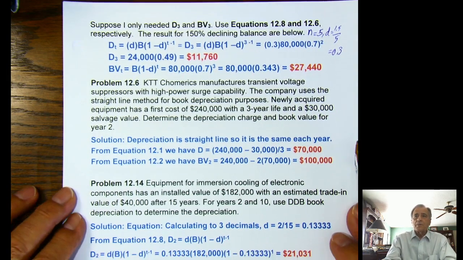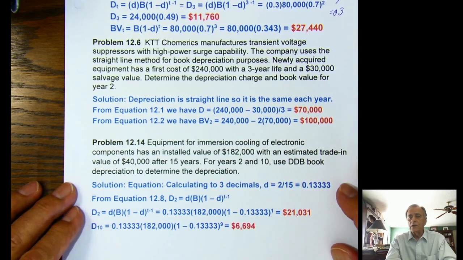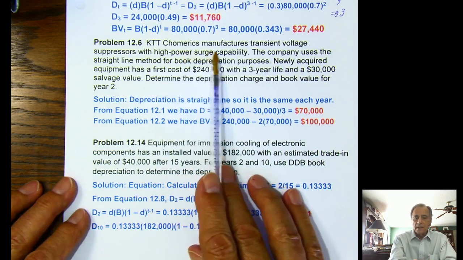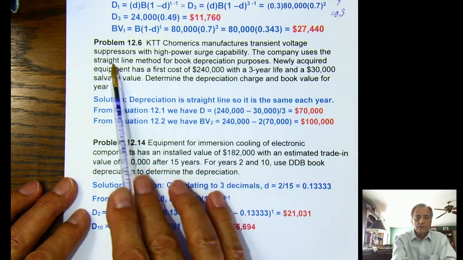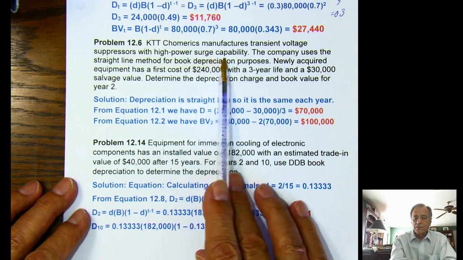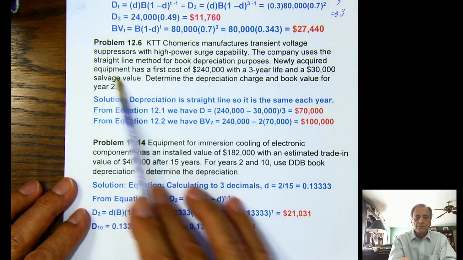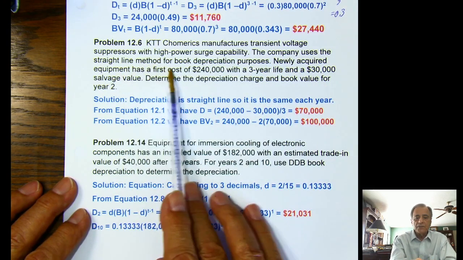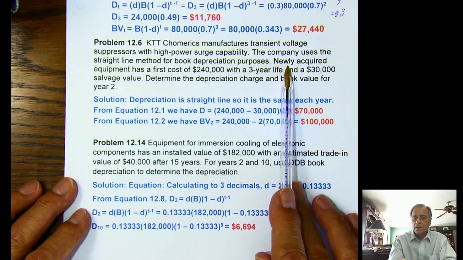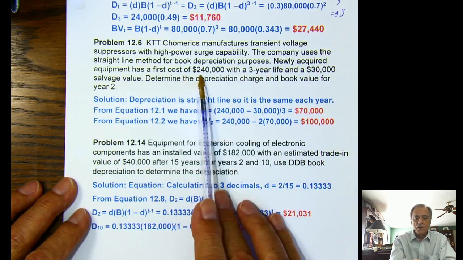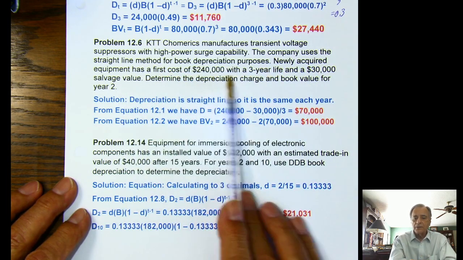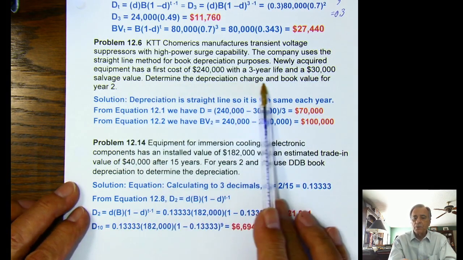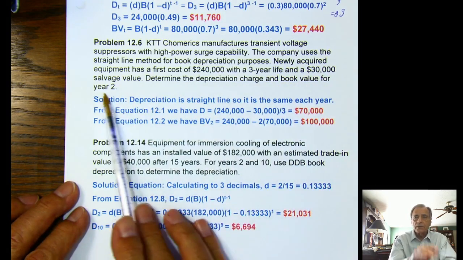A couple more examples I'll run through pretty quickly here. KTT Chromatics manufactures transient voltage suppressors with high power surge capability. These problems were from the back of the chapter. The company uses the straight line method for book depreciation purposes. Newly acquired equipment has a first cost of $240,000 with a 3-year life and a $30,000 salvage value. Determine the depreciation and book value for year 2.